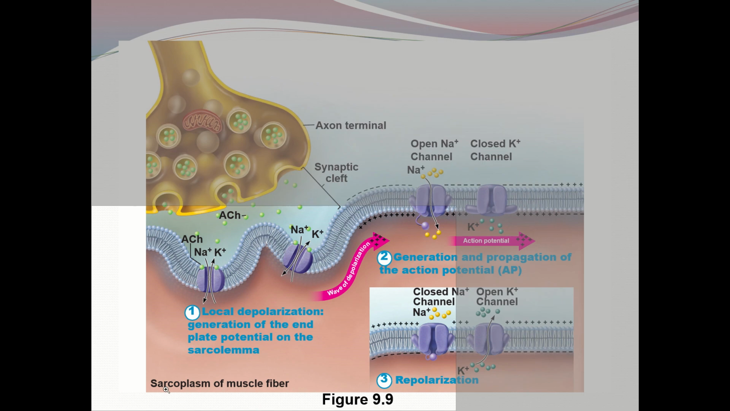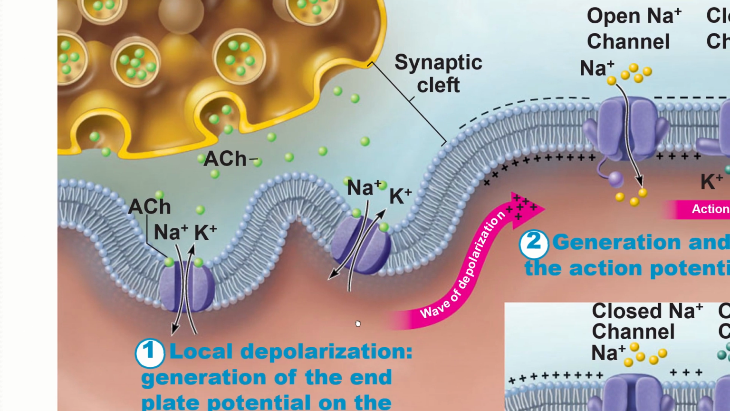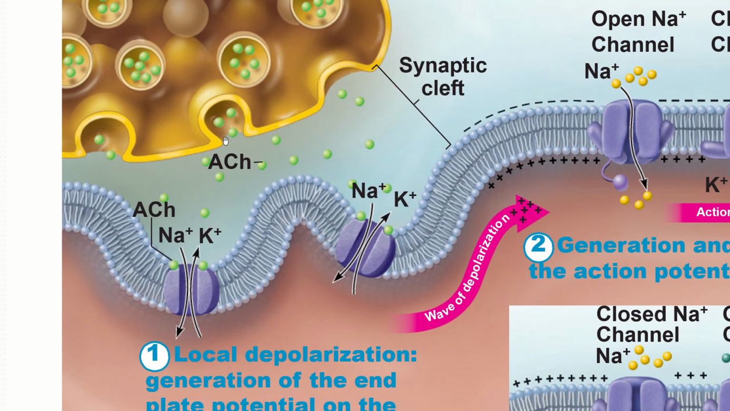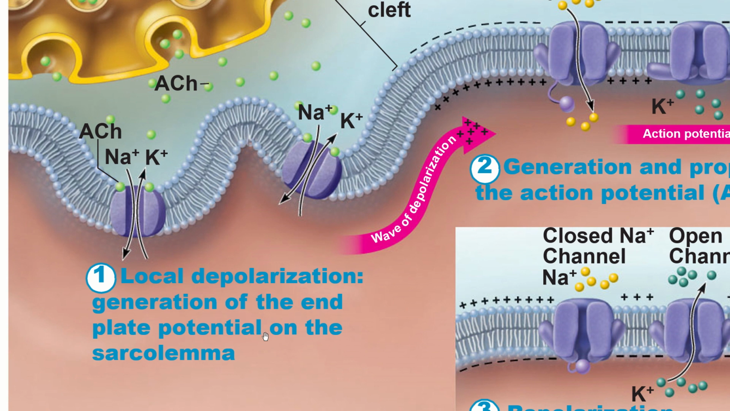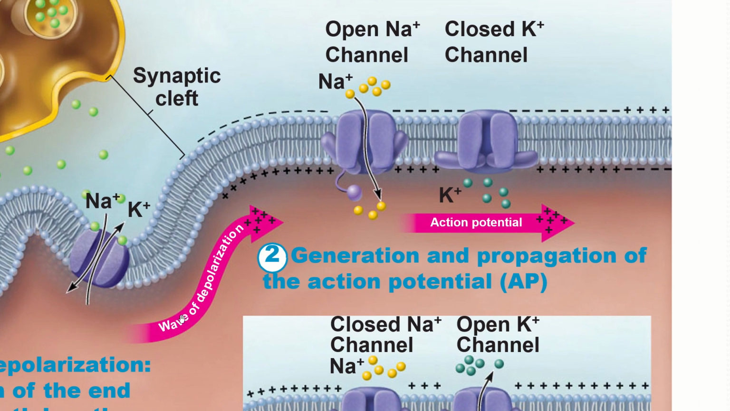So here is the excitation-contraction coupling. So you can see that the acetylcholine has come down, diffusing down the synaptic cleft, binding to receptors on the sarcolemma. The end plate potential has been reached, and that was negative 55 millivolts. Once the end plate potential is reached, then the wave of depolarization goes down the sarcolemma. So remember, depolarization is when the sodium channels are open and sodium is flowing into the sarcoplasm and spiking the action potential to a positive 30 millivolts.